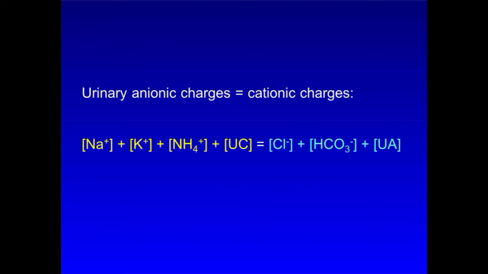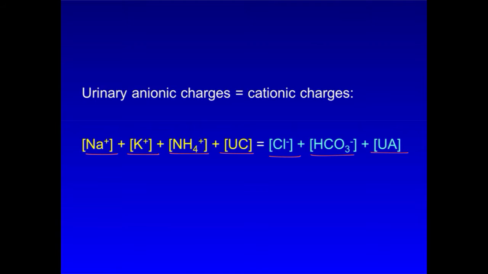Urine contains equal numbers of anionic and cationic charges in addition to its many uncharged molecules such as urea and creatinine. The cations include sodium, potassium, ammonium, and a bunch of miscellaneous things that we call unmeasured cations, while the anions include chloride, bicarbonate, and unmeasured anions.